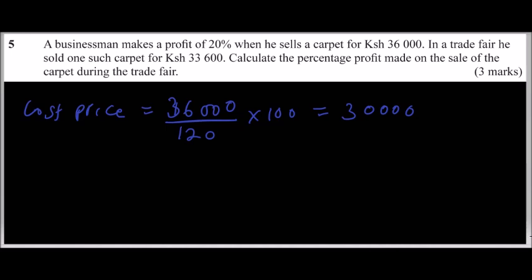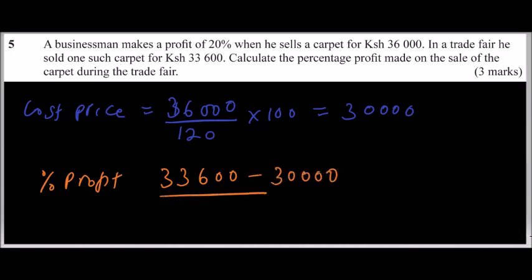Now he sold the carpet at 33,600. So you can calculate the percentage profit by subtracting. He sold it at 33,600, you minus the cost of the carpet, which was 30,000, and you divide by the cost of the carpet, that is 30,000, and you multiply by 100. So you use your calculator, and you should be able to get that he made 12% profit. So that is how you work that out.